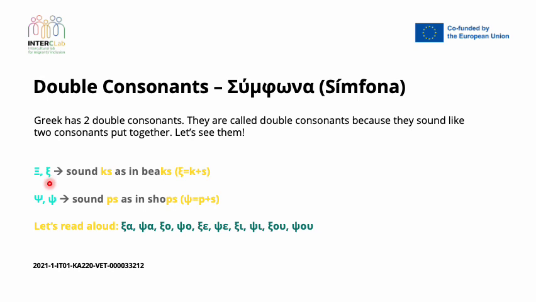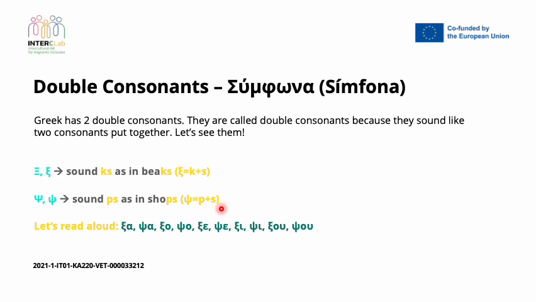Similarly, the second double consonant and the final letter of the Greek alphabet is the combination of P and S. So, ps, capital and lowercase. The sound is as in the word shops. So it's the combination of P and S.